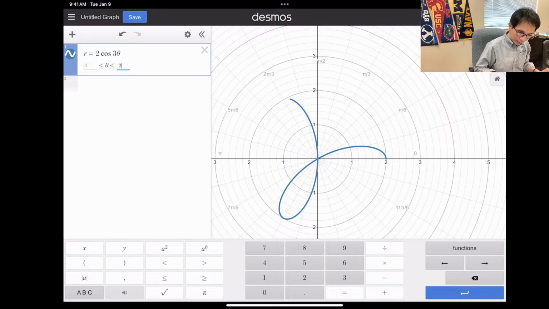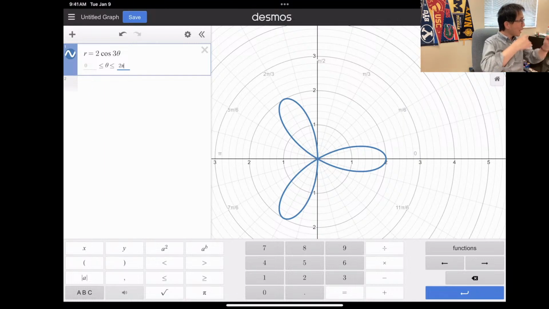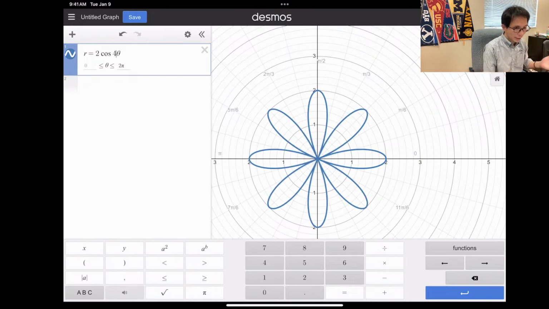See, this 2 pi gives you exactly the same, right? If the coefficient 3 is odd, they retrace the same thing twice. They actually go through two rotations, retracing the same petal twice. Now, if you do 4, 4 is going to be 8 petals. So even is going to be double. You have to worry about an even or odd function.